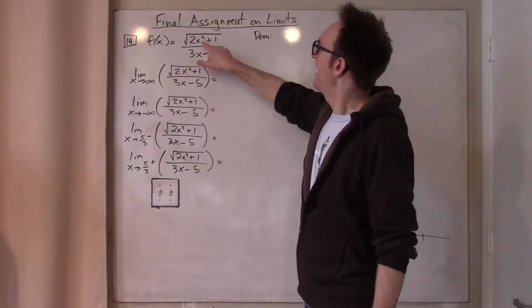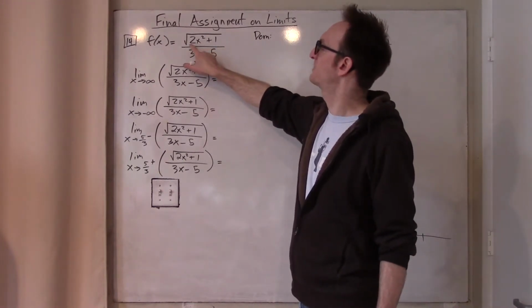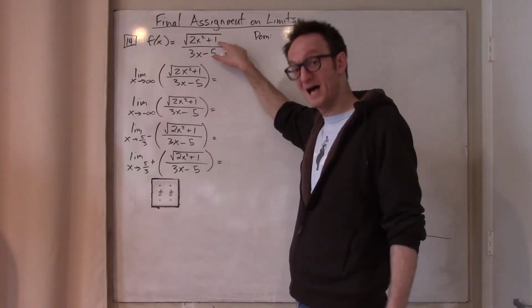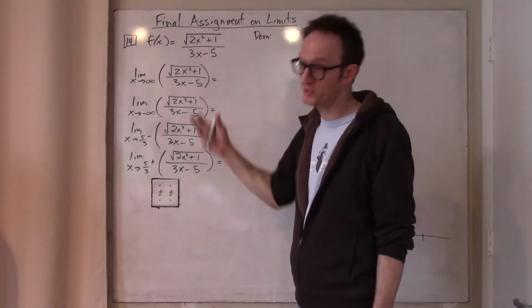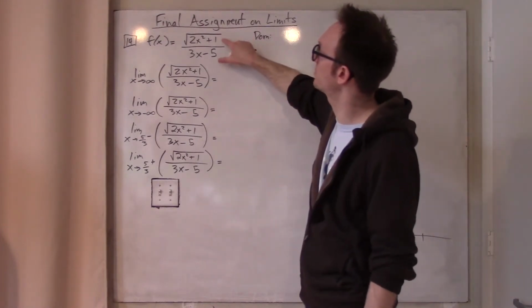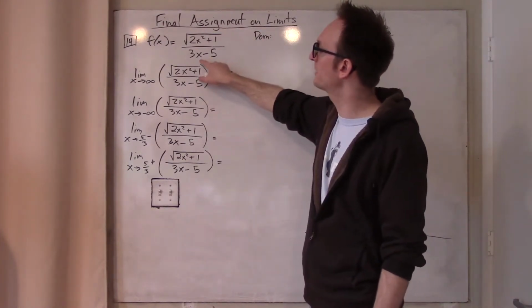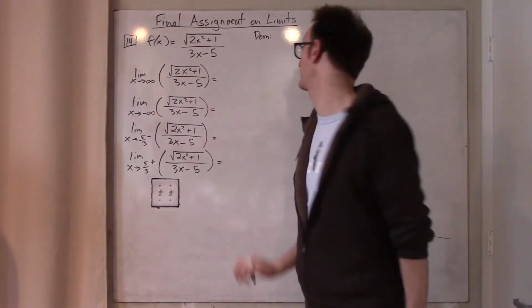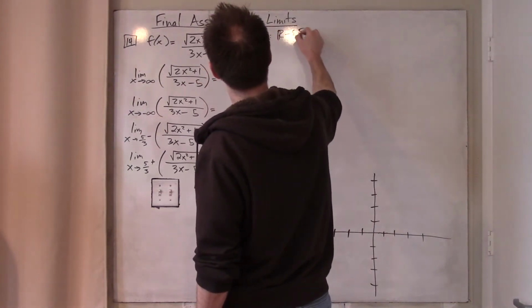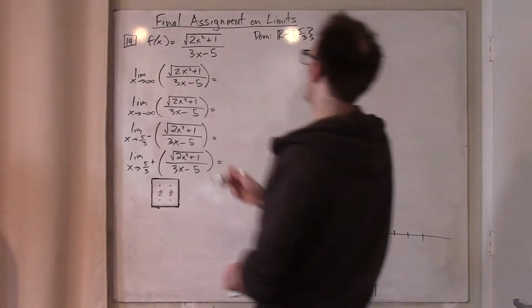Well, if I square anything, it's positive. Multiply it by 2, it's still positive. Add 1 to it, it's still positive. So the inside of the radical in the numerator is always positive. Therefore, there are no inputs which will disturb the numerator. So I think the only problematic input is 5/3. Therefore, I claim that the domain of this function is everything except 5/3. All right, that was kind of nice.